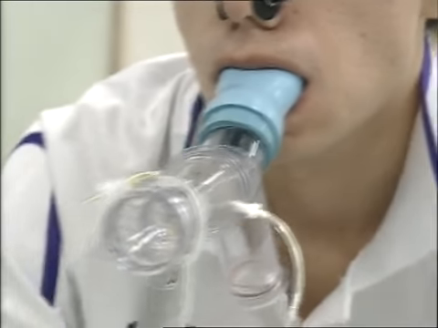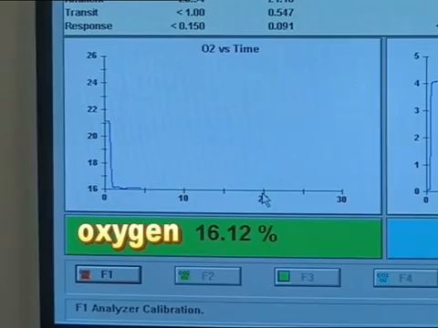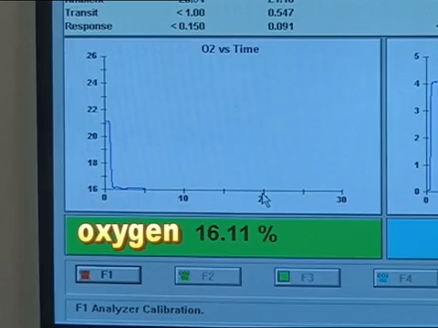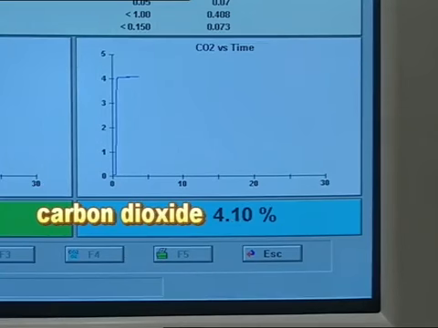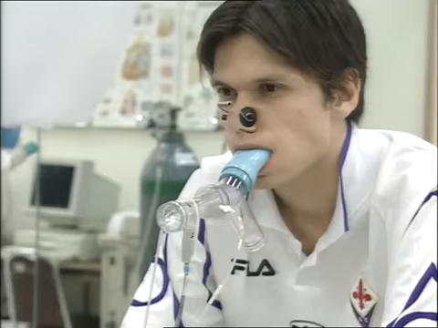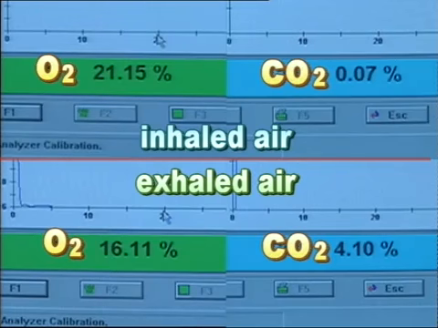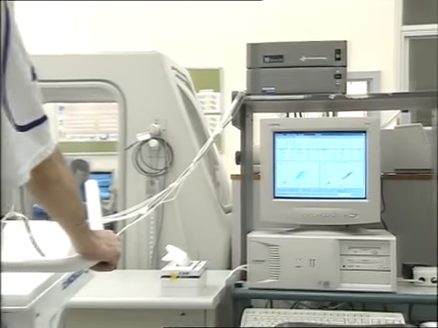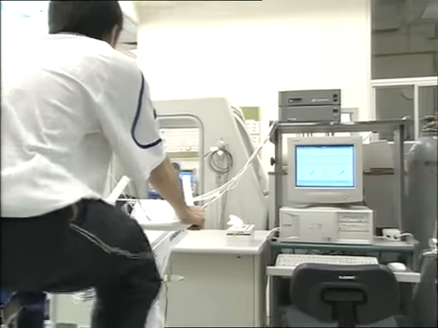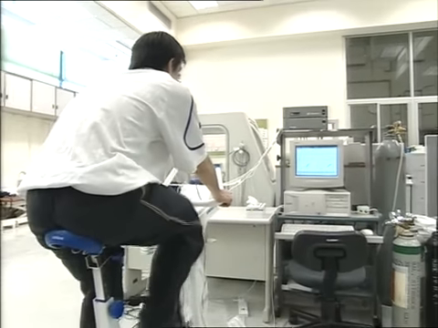When the athlete exhales into the apparatus, we see it's composed of 16.11% oxygen and 4.10% of carbon dioxide. This demonstrates that the exhaled air contains less oxygen and more carbon dioxide. In other words, when we breathe, we use up oxygen and give out carbon dioxide.